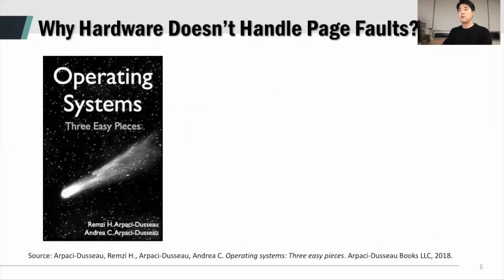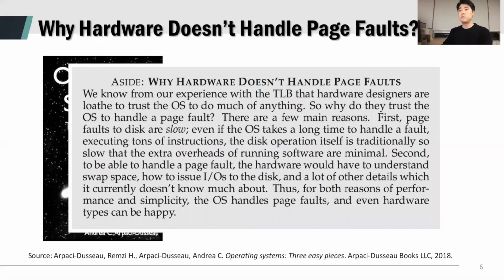This is an excerpt from a popular operating system textbook which asks, why doesn't hardware handle page faults? The first reason is that disk is too slow. Data fetching from disk takes too long, so there's no benefit if page faults are handled by hardware. The second is that the hardware doesn't know the storage layout. Actually, the CPU cannot know how the data is stored inside the disk. However, the first reason is becoming less and less true with emerging low latency SSDs, and our proposal solves the second problem to make hardware-based demand paging viable.